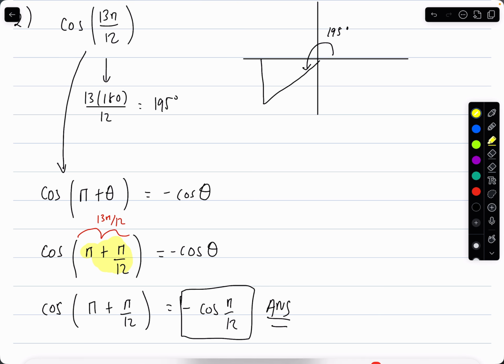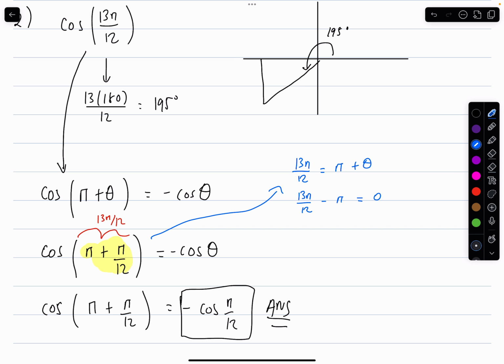Well, all you can do is on the side, you can do some math on the side, and you can say 13 pi over 12 is equal to pi plus theta. So how do I find theta? I'll do 13 pi over 12 minus pi to get theta. And then I'll get a common denominator. And then I'll have pi over 12 is equal to theta. Done. So this is just the side math that I was doing, guys, for you guys to understand exactly how I got that.